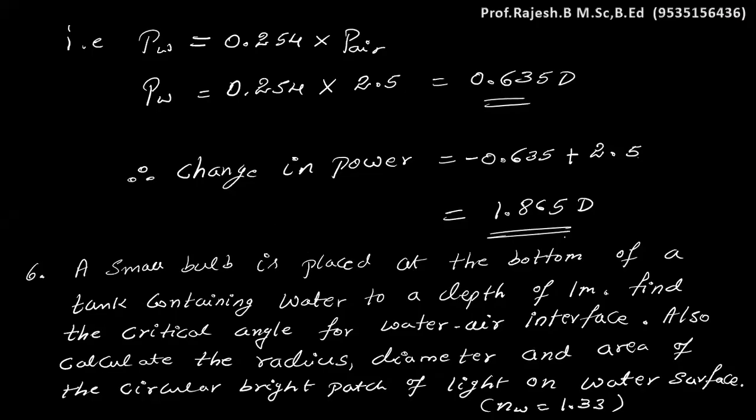The next problem, very interesting problem. A small bulb is placed at the bottom of a tank containing water to a depth of 1 meter. Find the critical angle for the water-air interface. Also calculate the radius, diameter, and area of the circular bright patch of light. Refractive index of water is 1.33.